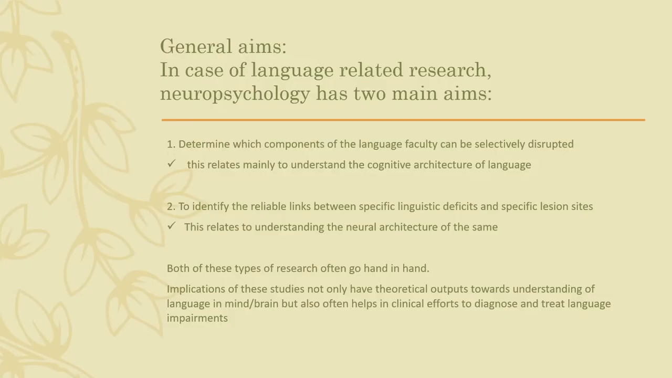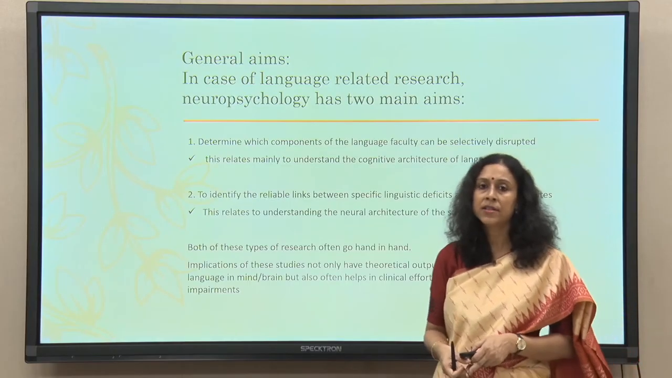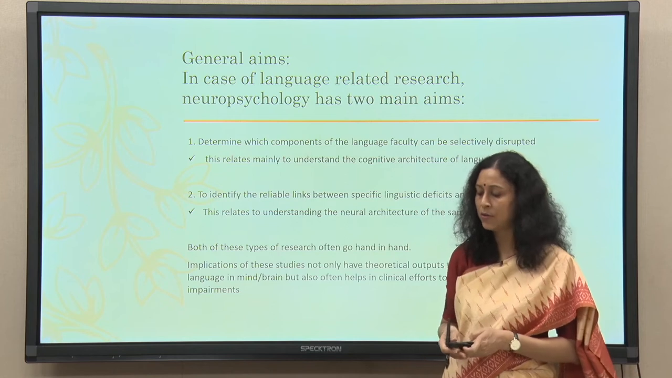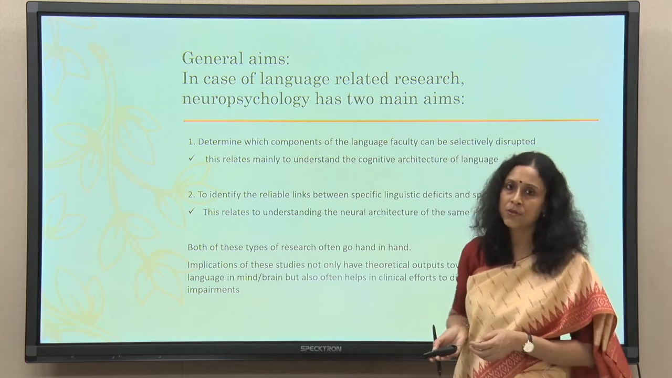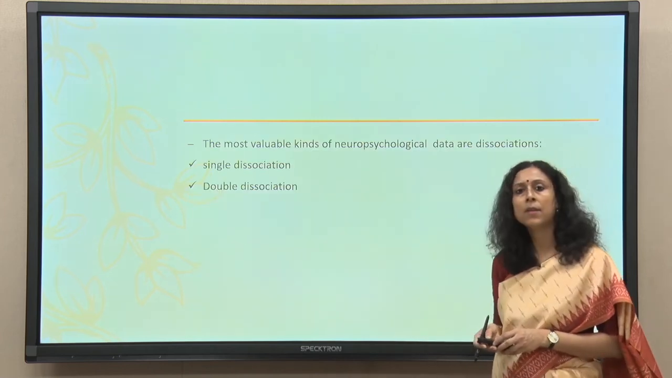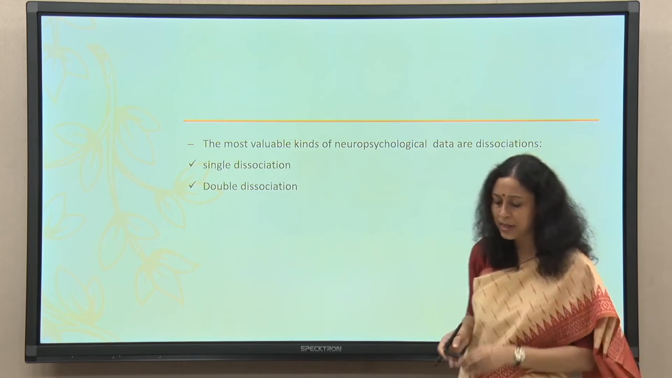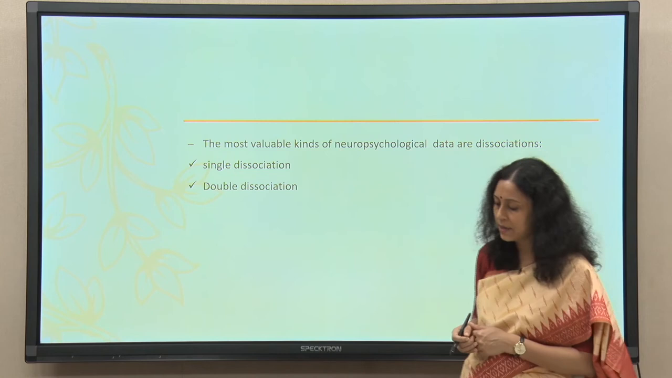The implication of these studies not only has theoretical outputs towards understanding language, mind and brain, but it also helps us in clinical research as to how to diagnose and probably treat language impairment. In fact, this is a big area of research now, both in terms of atypical children, atypical populations, as well as brain damaged patients, to restore their linguistic capacity or at least improve it. These are very important first steps towards that goal, not only in a theoretical way, but also in a practical way. The application aspect is also very significant.